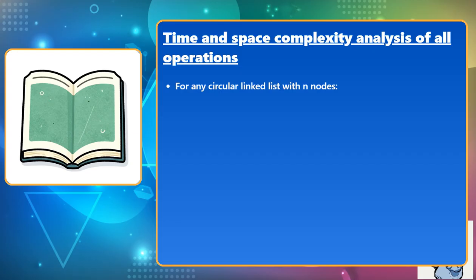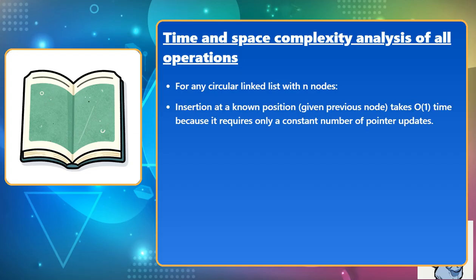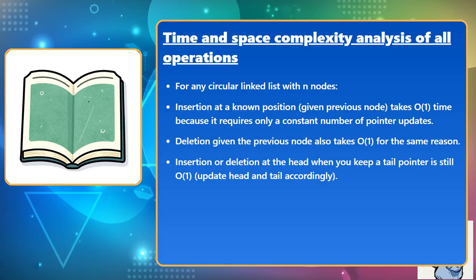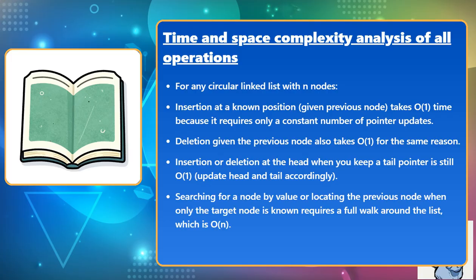For any circular linked list with n nodes. Insertion at a known position given previous node takes O(1) time, because it requires only a constant number of pointer updates. Deletion given the previous node also takes O(1) for the same reason. Insertion or deletion at the head when you keep a tail pointer is still O(1), update head and tail accordingly. Searching for a node by value, or locating the previous node when only the target node is known, requires a full walk around the list, which is O(n).